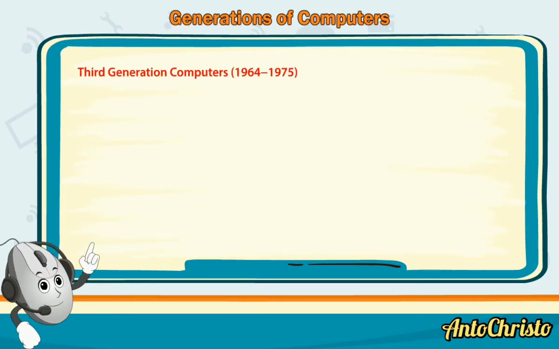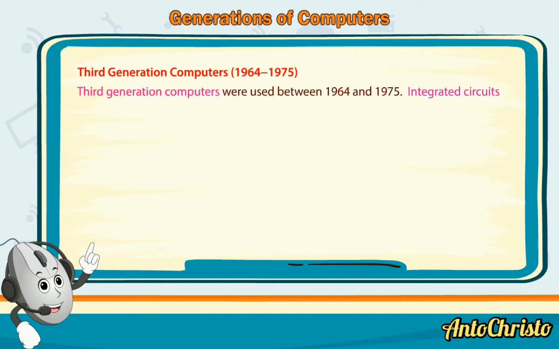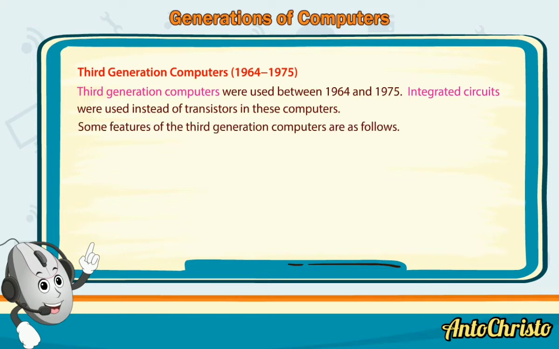Third-generation computers, 1964 to 1975. Third-generation computers were used between 1964 and 1975. Integrated circuits were used instead of transistors in these computers. Some features of the third-generation computers are as follows.